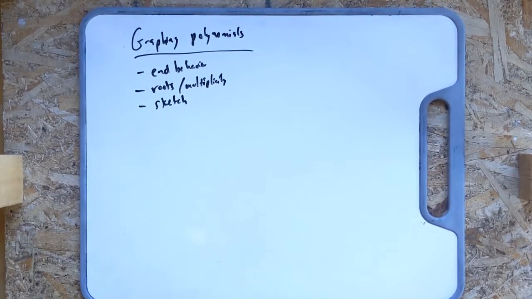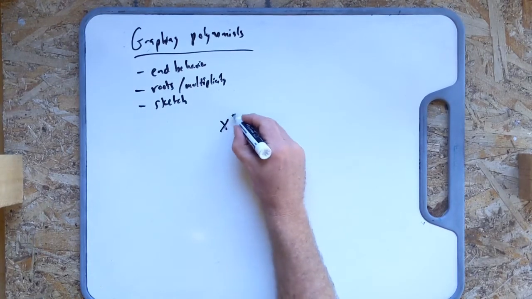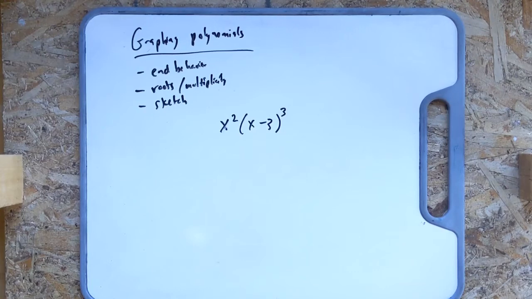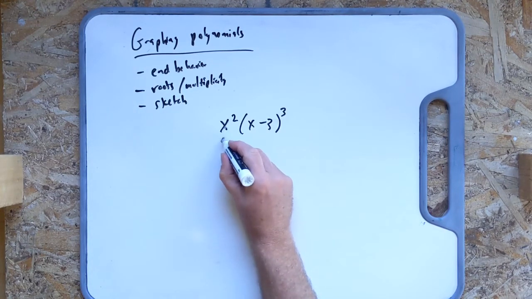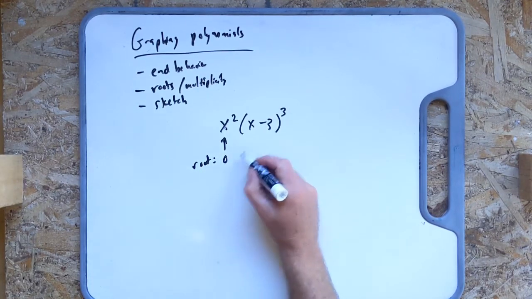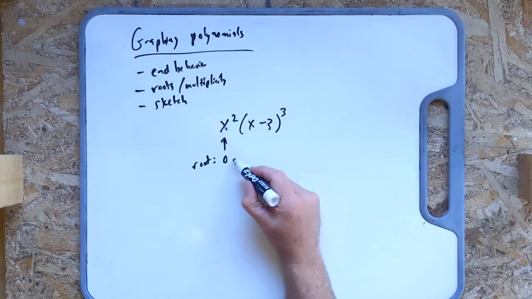You see another example where you don't just have an x up front, or say x squared. Let's say x squared times (x minus 3) cubed. This has a root at 0. Don't forget that. It's very common to miss that root. And there's another root at 3.